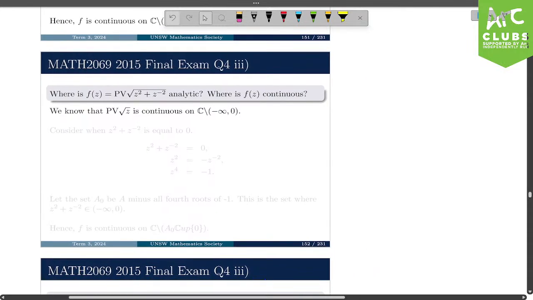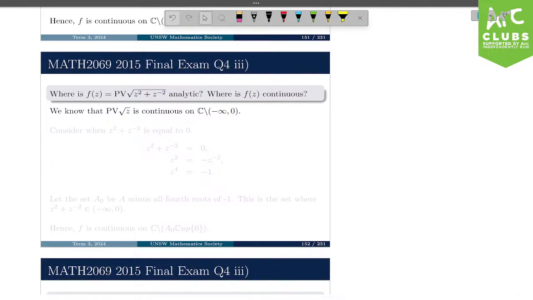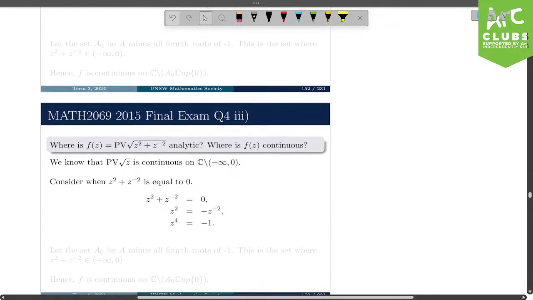So we have 2015 final exam, question 4, part 3. Principal value of the square root of z squared plus z to the minus 2. Where is it analytic? So let's go ahead and look at this. So analytic, we recall, that's just where is it differentiable on an open set.